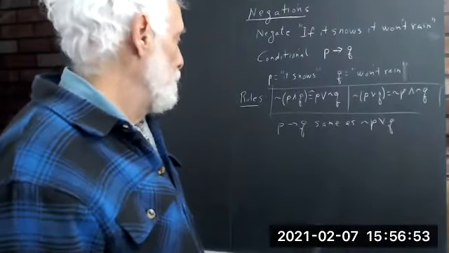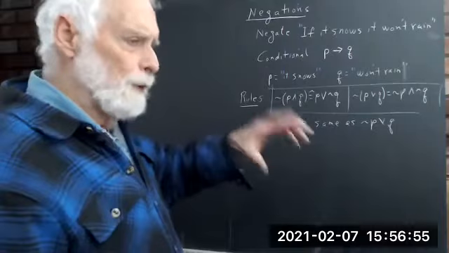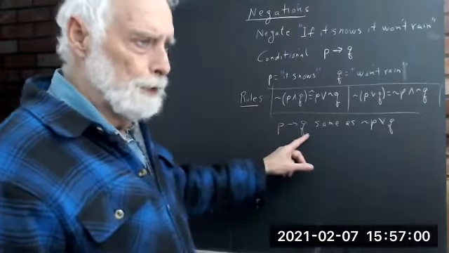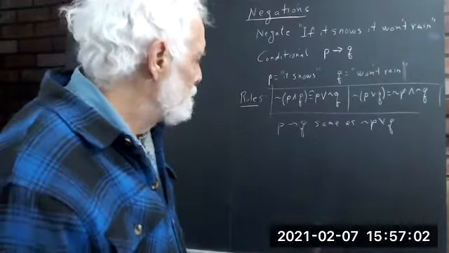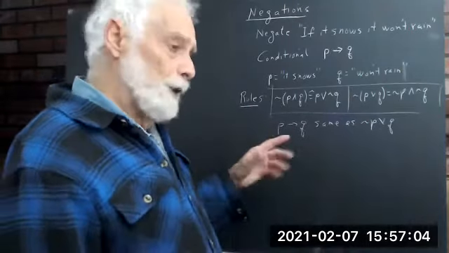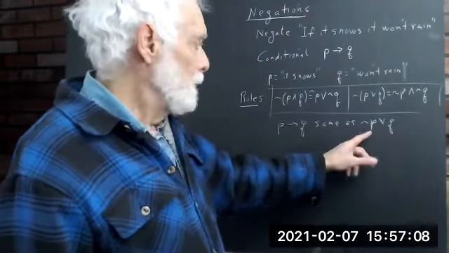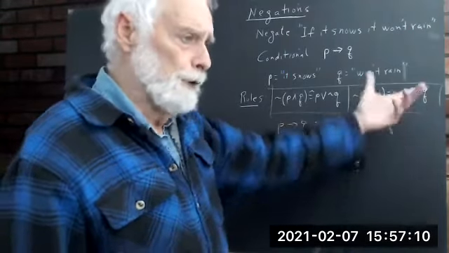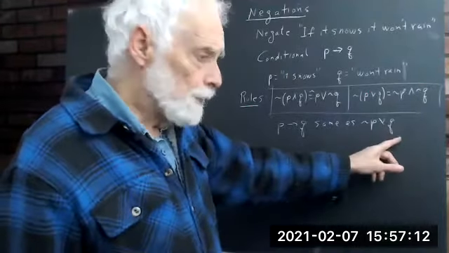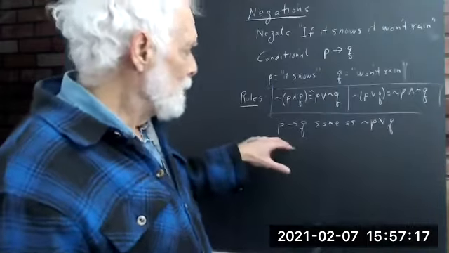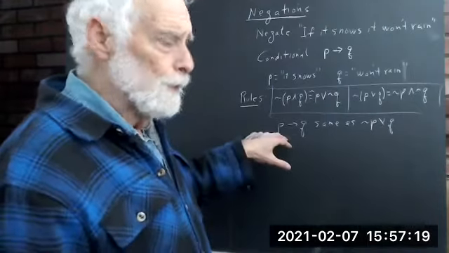Okay, I'm sorry, I said that wrong. The only way this can be false is for P to be true and Q to be false. Okay. Now, think about it. If P is true and Q is false, then not P is false and Q is still false. And you've got a disjunction of two false statements, which makes it false. So this thing has identical truth value to this.